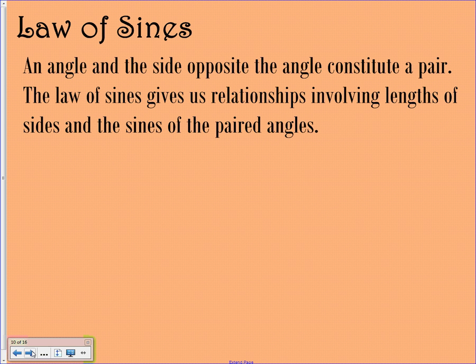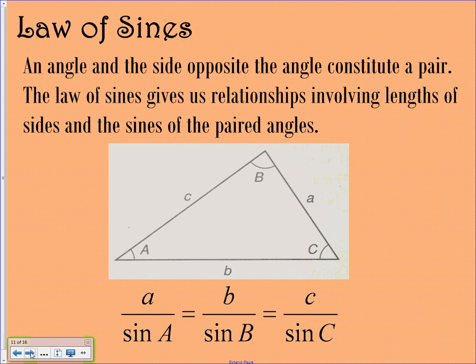The law of sines gives us relationships that involve the lengths of the sides and the sines of the paired angles. And I'm going to show you a picture. Angle A and side A are a pair. Angle B and side B are a pair. And angle C and side C are a pair. And so the law of sines is written below the triangle. We have A over sine A equals B over sine B equals C over sine C. That is the law of sines. And it gives you a relationship involving the lengths of the sides and the sines of its angle pair.